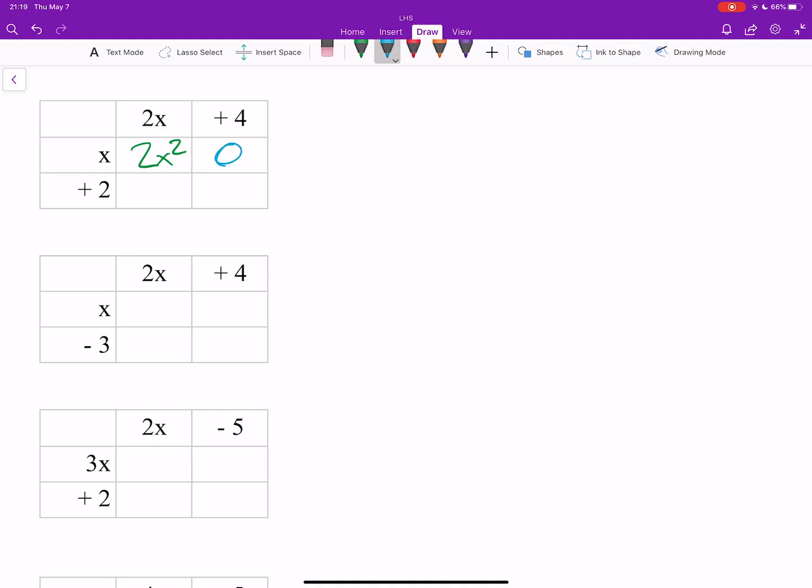In this box right there, 4 times x or x times 4. I just smush them together, number times a variable. Down here, 2 times 2x. Again, I'm going to multiply my numbers first.